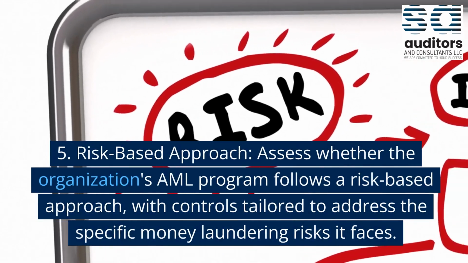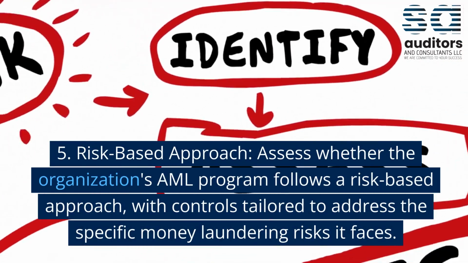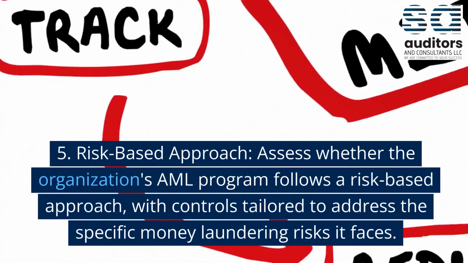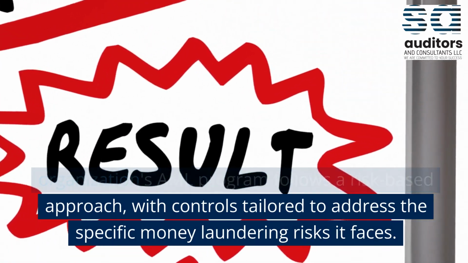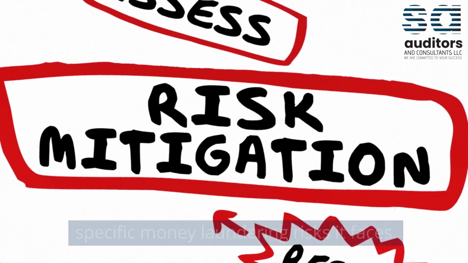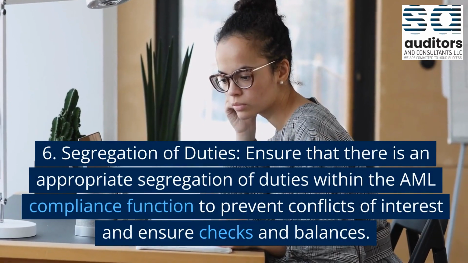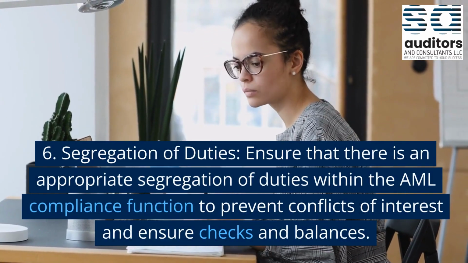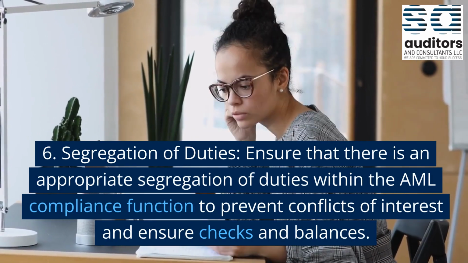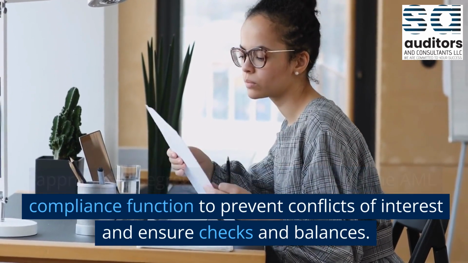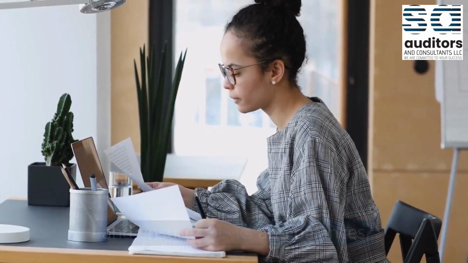5. Risk-based approach. Assess whether the organization's AML program follows a risk-based approach, with controls tailored to address the specific money laundering risks it faces. 6. Segregation of Duties. Ensure that there is an appropriate segregation of duties within the AML compliance function to prevent conflicts of interest and ensure checks and balances.